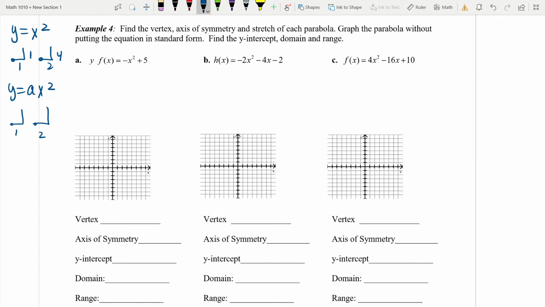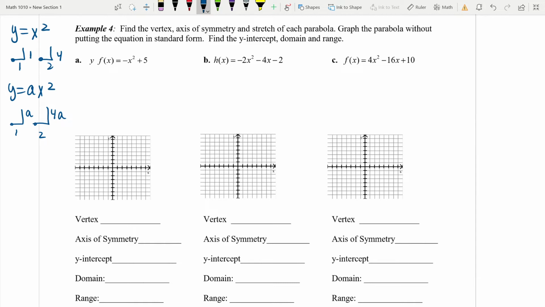You still go right 1 and right 2, but you take those up movements, which are 1 and 4, and you multiply them by whatever number's there. So 1 times a is a, and 4 times a is 4a. Make sure you write that down. Then let's go through and do this.